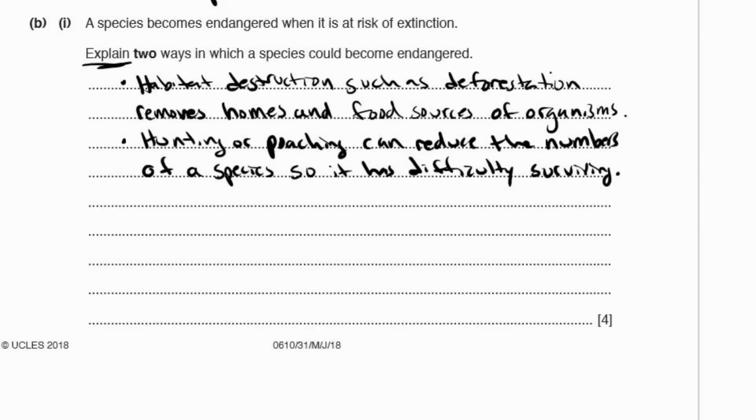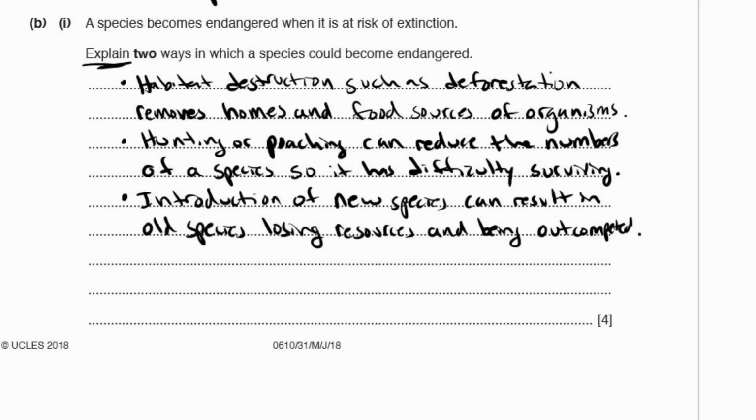So hunting or poaching can reduce the numbers of species so it has difficulty surviving. So if the numbers are very low and a new disease comes in or a new predator comes in, then if a few of them are killed, it can make a huge impact on whether the species becomes endangered. So introduction of new species can result in an old species losing resources and being outcompeted. So that's the invasive species idea. Okay? They can result in lack of food and things like that.